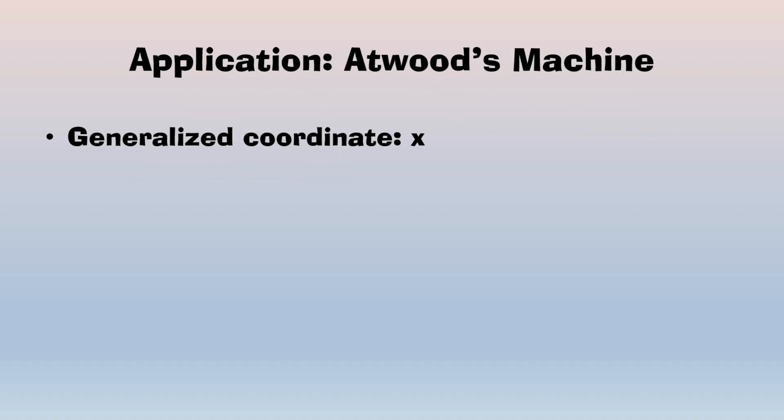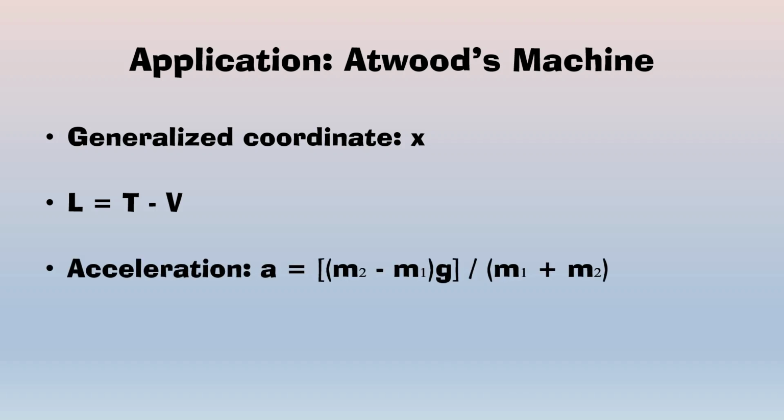So the next application is the Atwood machine. This is also most important, direct questions come from this. Here the generalized coordinate is x. In the previous case, what was the generalized coordinate for the simple pendulum? Theta. In this case it is x. Here we know the formula, Lagrangian is equal to kinetic energy minus potential energy. Here the acceleration a can be written as (m2 minus m1) g divided by (m1 plus m2). Most important formula you have to remember. Many times asked as a direct question in PGTRB.